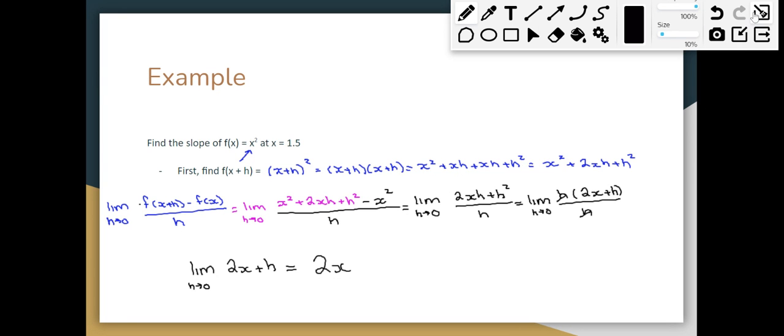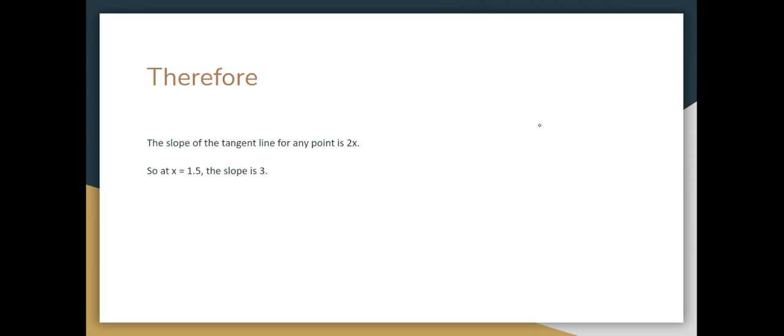What this means for us is that the slope of a tangent line for any point on our graph of x squared is 2x. So any point on the graph, I just have to take that x value and double it, and that tells me what my slope is. So it wanted us to do it for x equals 1.5, so this means that the slope is 3. So in our graph, our parabola, at the point 1.5, we have a slope of 3.